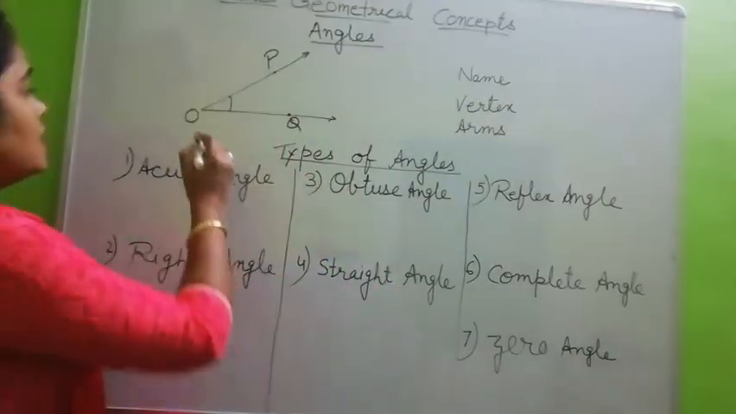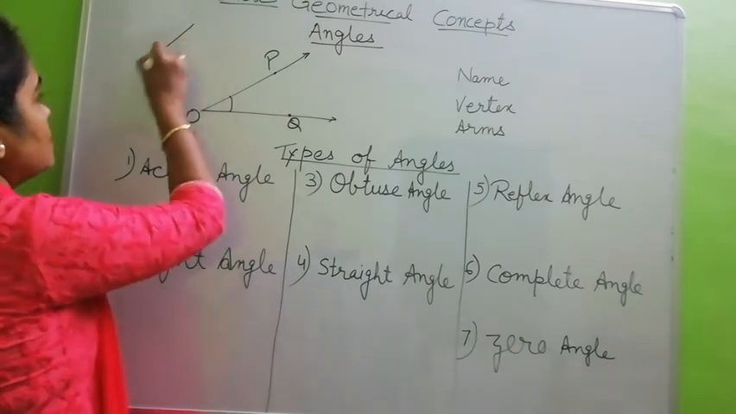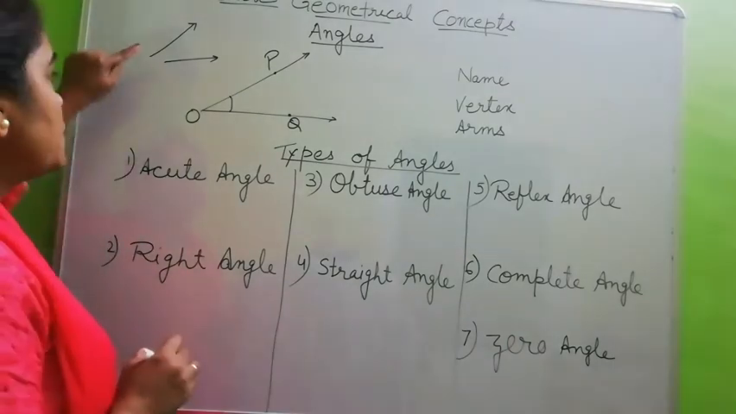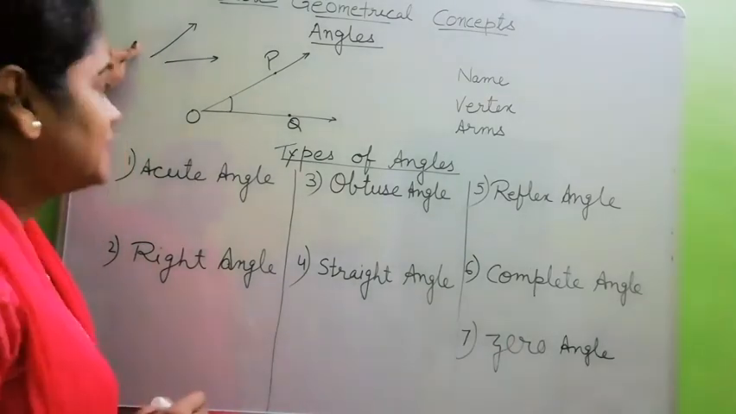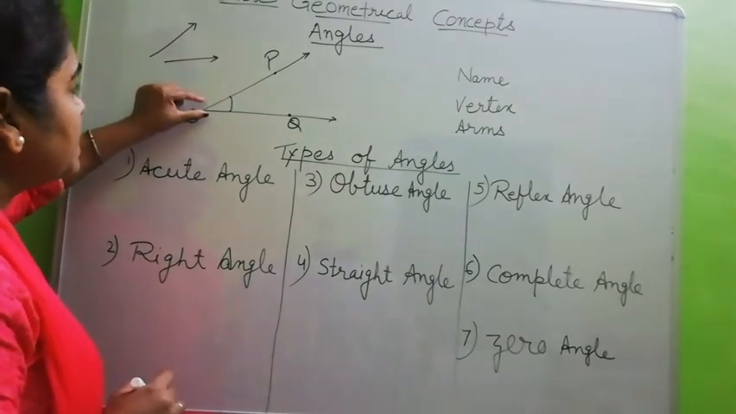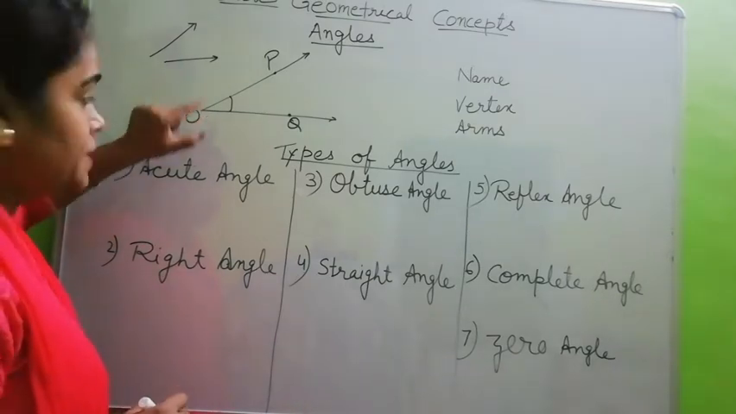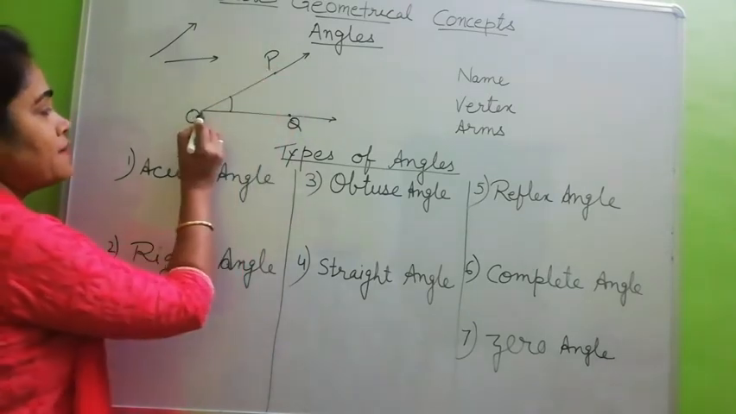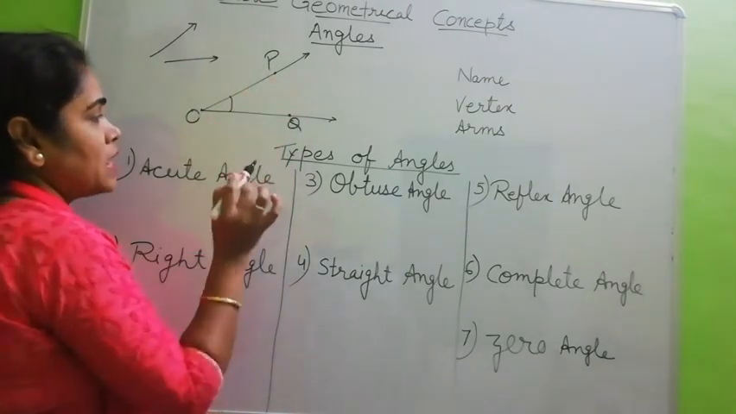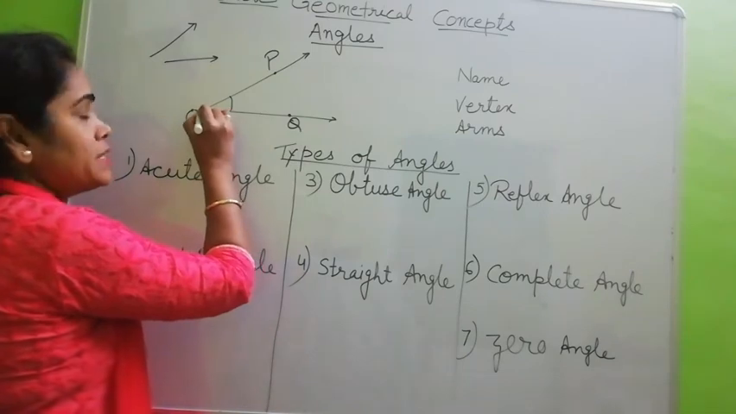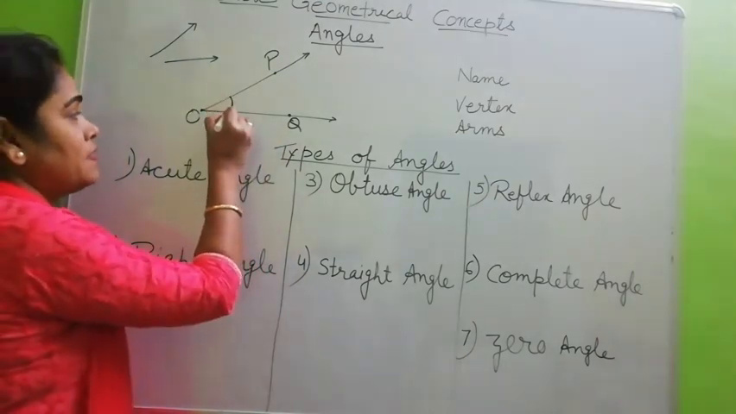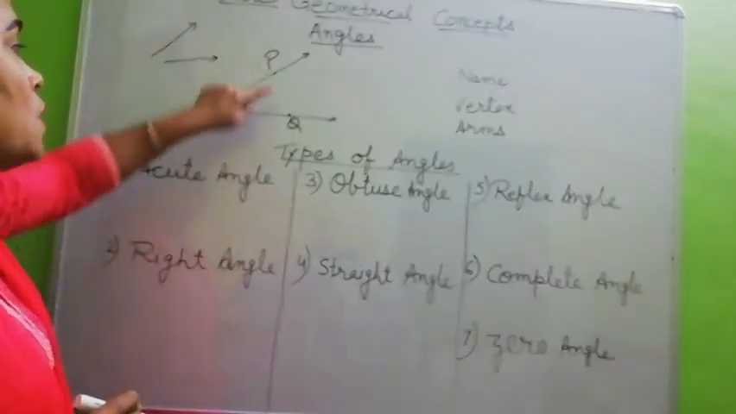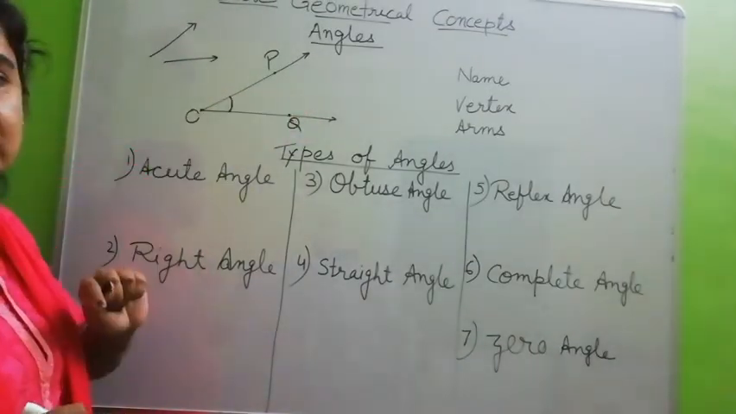So just see, here I have taken a ray, and this is also a ray. Two rays I have taken and I am meeting them at a point O. So ray OP and ray OQ are meeting at a point O, and there it is forming an angle. Okay. So how do we name this angle?